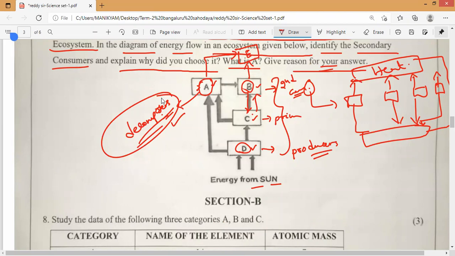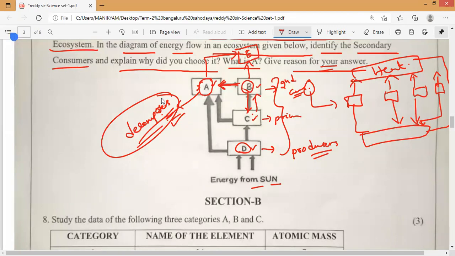So we can choose option B, omnivorous. The arrow should be reversed like this, because it is showing that A is eaten by B. But nobody can eat A. So B is eaten by A, C is eaten by A, D is eaten by A. So this is a decomposer. Okay, Aishwarya? Yes, now it is clear.